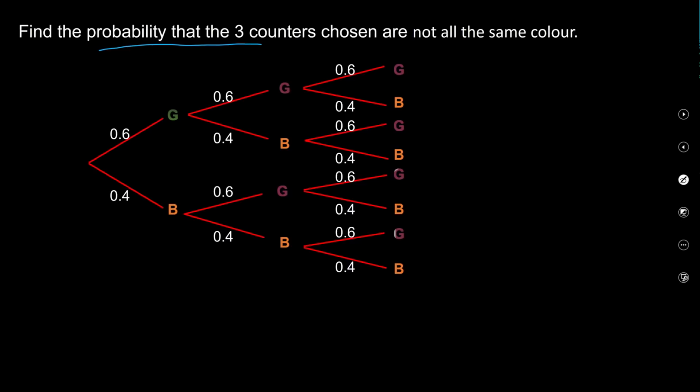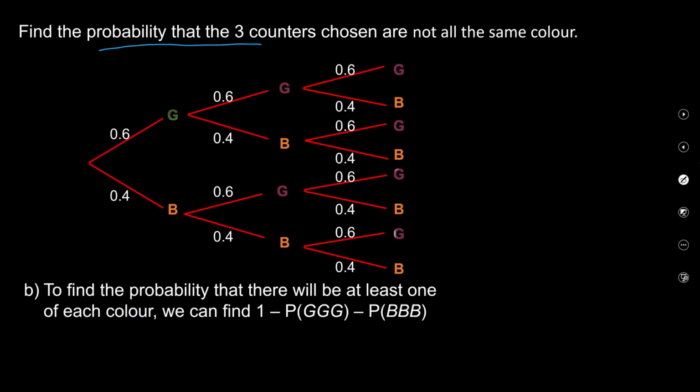And the second question was find the probability that 3 counters chosen are not the same color. What does that mean? To find the probability that there will be at least one of each color. So we can do this. What we must do, we'll say 1, which is the whole sample space, minus the probability of green, green, green, minus the probability of blue, blue, blue.